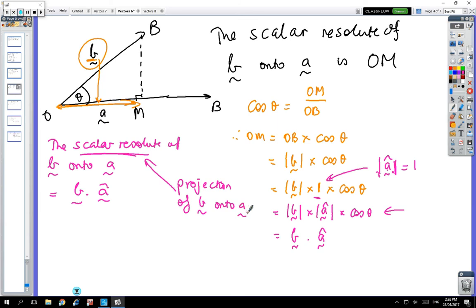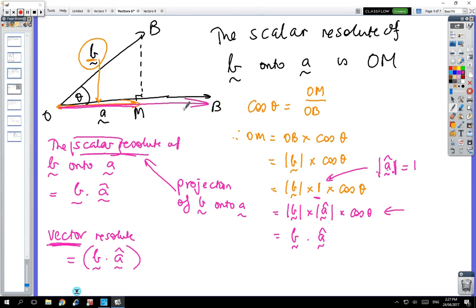Now, this is a scalar. A scalar resolute is a dot product. If I want to make it a vector resolute, so it has magnitude and direction, I've just got to multiply B dot a hat, which is the scalar resolute. It has to be in the direction of A, so I just multiply it by the unit vector a hat.